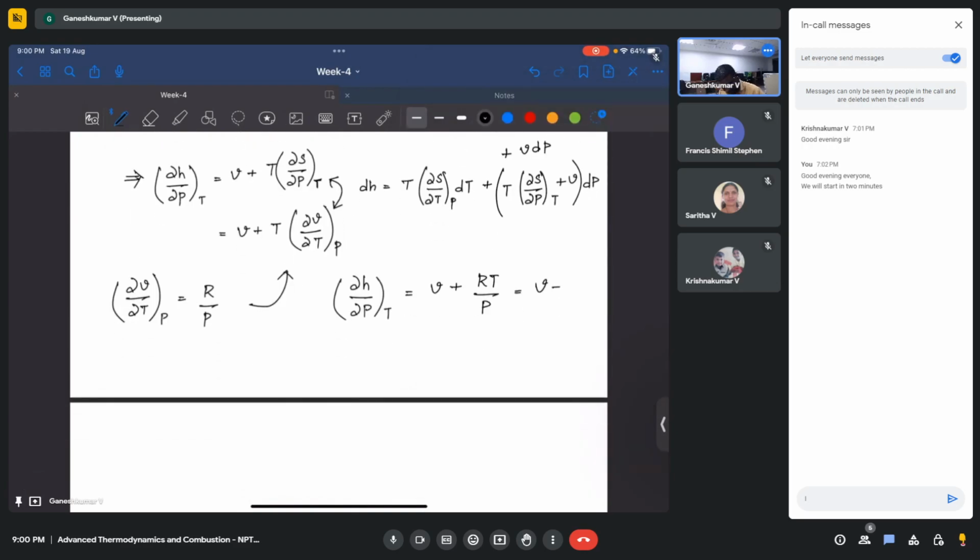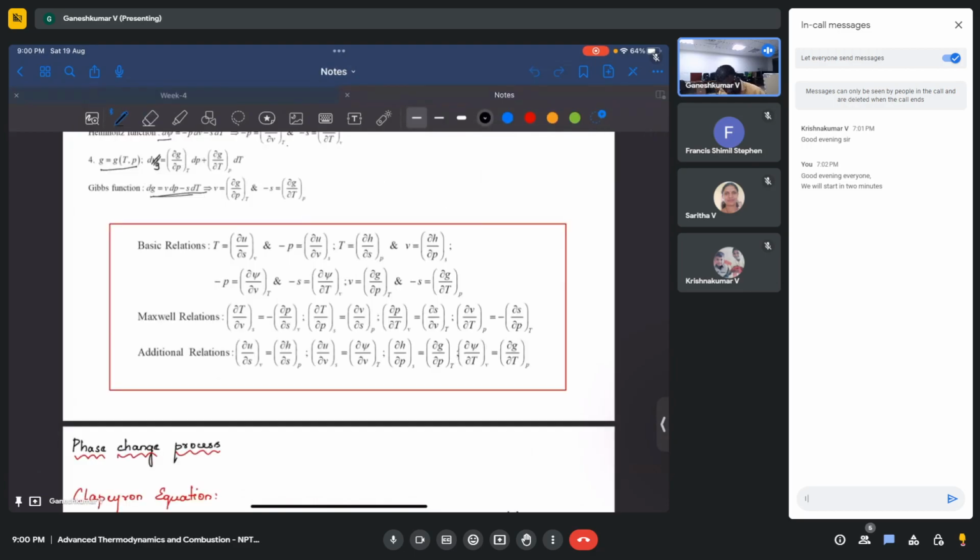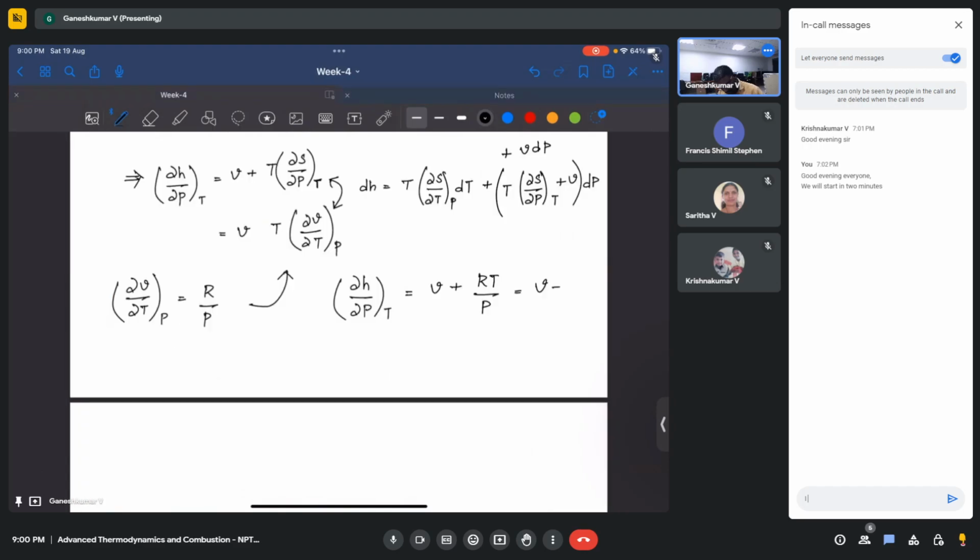Maybe this is minus, I think. Let me check. Yeah, see here we have minus here. Sorry, this is minus. So this is going to be minus of V minus A, which is going to be A.